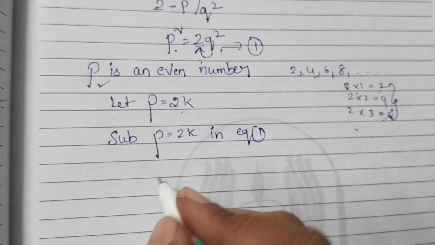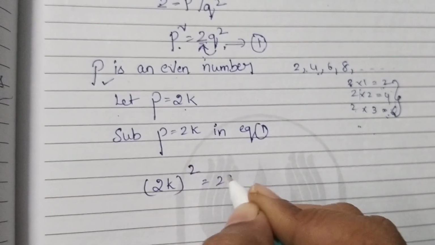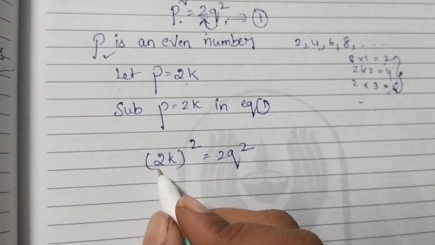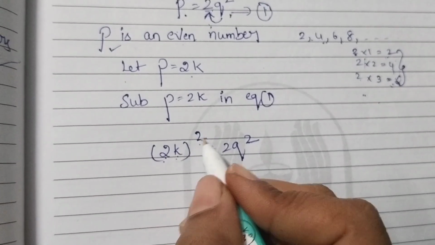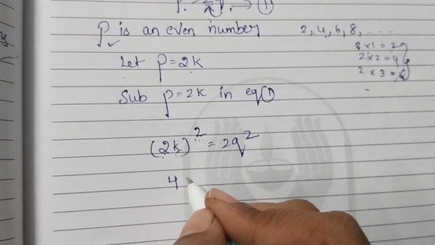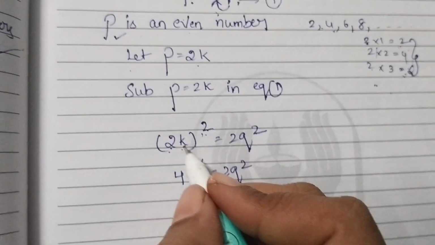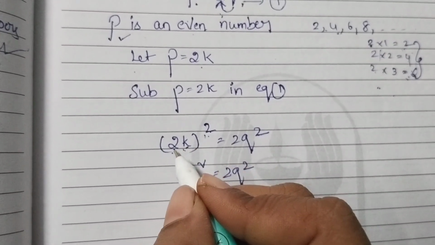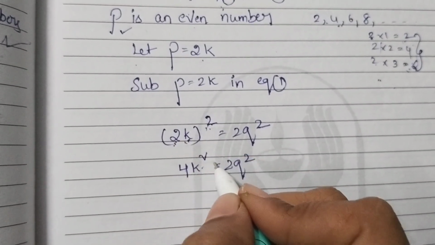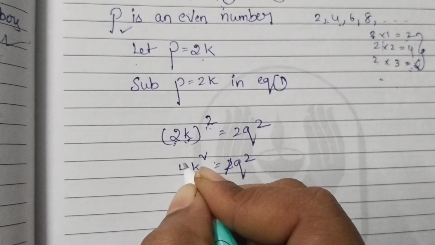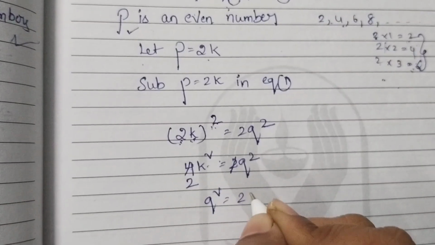Now 2k whole square is equal to 2q square. 2k whole square is 2 square into k square. What is 2 square? 4. So 4k square is equal to 2q square. Have you understood this one? I am squaring both 2 and k. 2 square is 4, and k whole square is nothing but k square. So you can cancel this 4 with 2. Then q square is equal to 2k square.